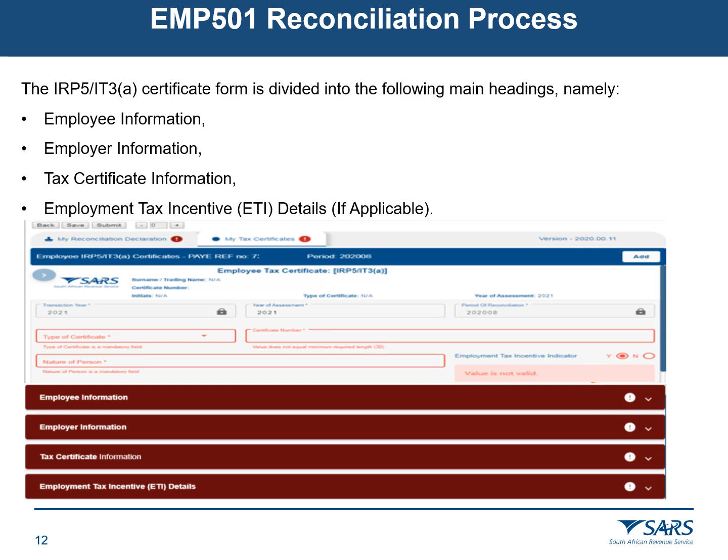The IRP5 IT3A certificate form is divided into the following main headings. Firstly, employee information. This is the demographic information of the employee, such as their name, surname, ID, passport, banking details, and address. The second is the employer information. This is the demographic information of the employer. Then we have the tax certificate information. Here you would capture the income source codes, such as the salaries, the allowances, the deductions, the PAYE, and the UIF of the employee. And then lastly we have the employment tax incentives, ETI. This is where you capture the details if applicable.